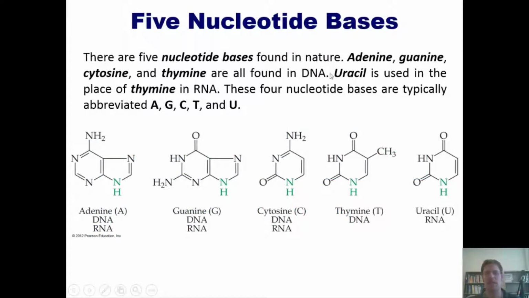So there are 5 nucleotide bases found in nature. These 5 nucleotide bases are adenine, guanine, cytosine, thymine, and uracil, all pictured right here. Now adenine, guanine, cytosine, and thymine are all found in DNA, while uracil is used in the place of thymine in RNA. These nucleotide bases are typically abbreviated as A, G, C, T, and U, respectively.